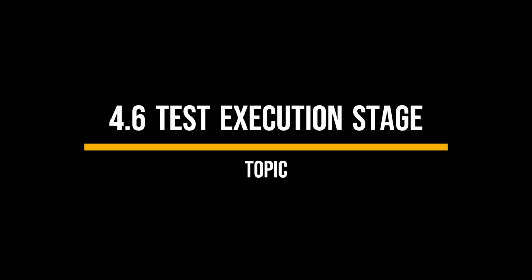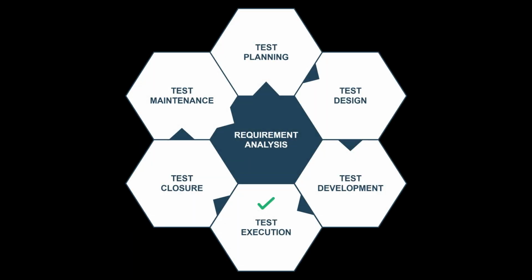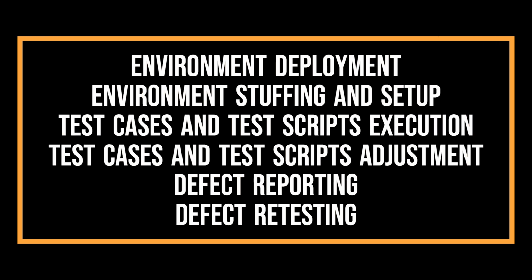Test execution stage. Test execution is the stage where software builds are tested according to the test plan using the test cases and test scripts developed. The test execution stage commonly includes environment deployment, environment staffing and setup, test cases and test scripts execution, test cases and test scripts adjustment, defect reporting, and defect retesting.